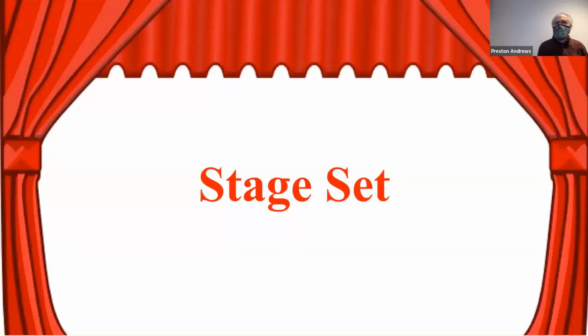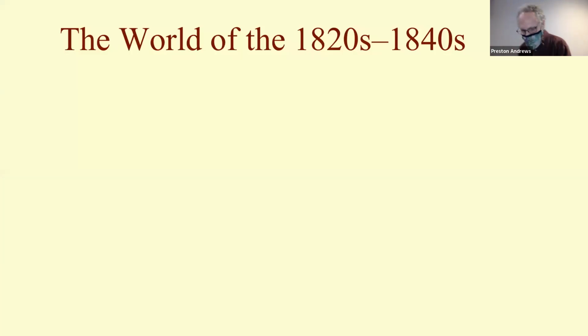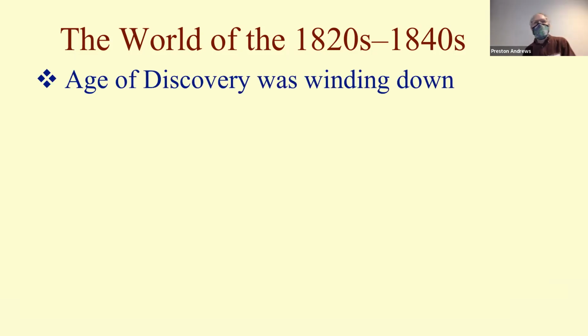In any play, you have to set the stage. So with the stage set, what was life like in the world of the 1820s to the 1840s? Well, first of all, the age of discovery, when European nations were traveling the world, was winding down in the 18th century, but there were still people exploring. James Cook had traveled around the world, and there were still explorers going around. But a lot of the parts of the world had been visited already.